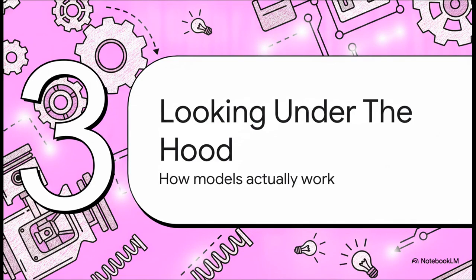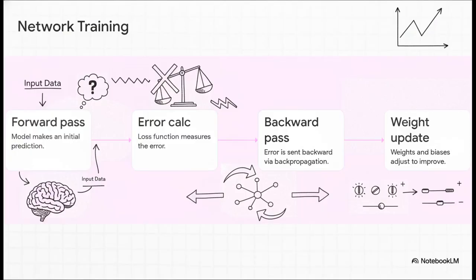Which brings us to section 3, looking under the hood. How do these models actually work? Well, it really all comes down to how these neural networks are trained. First, the model makes a guess. That's called the forward pass. Next, it calculates its error using a loss function. Then it performs a backward pass, which is a process known as backpropagation.